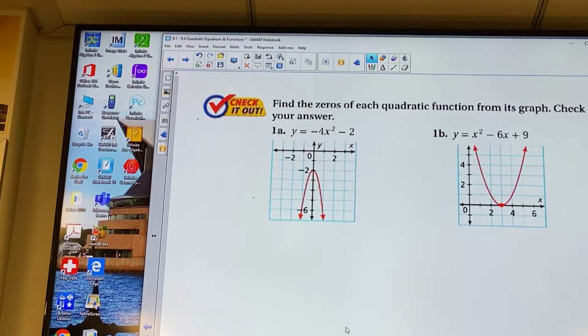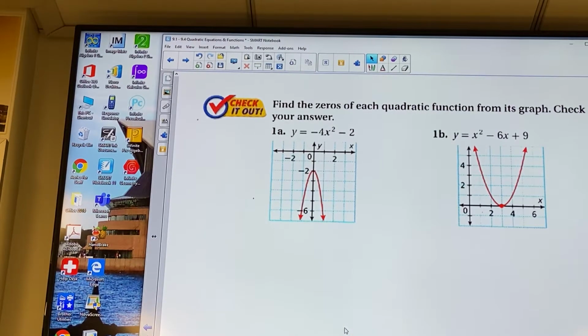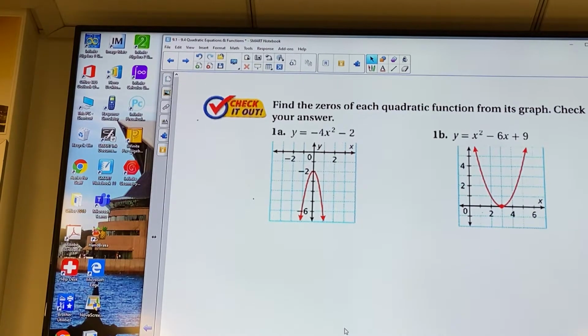Okay, so look at this question. Find the zeros of each quadratic function from its graph. This should be pretty easy. Look at this one, first of all. It doesn't even cross the x-axis anywhere. So the answer is there are no zeros to that function. How about this one? Well, look, it touches the x-axis just at this one spot at x equals 3. So the zero of that function is just 3. It's that easy.